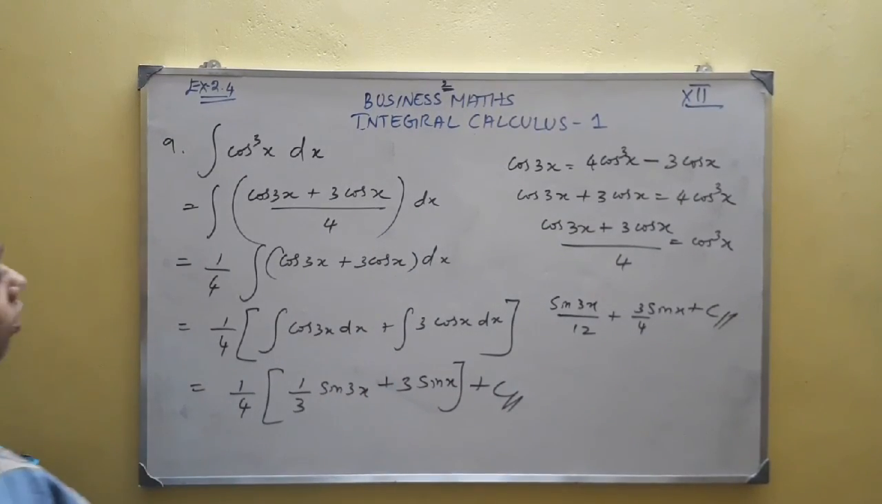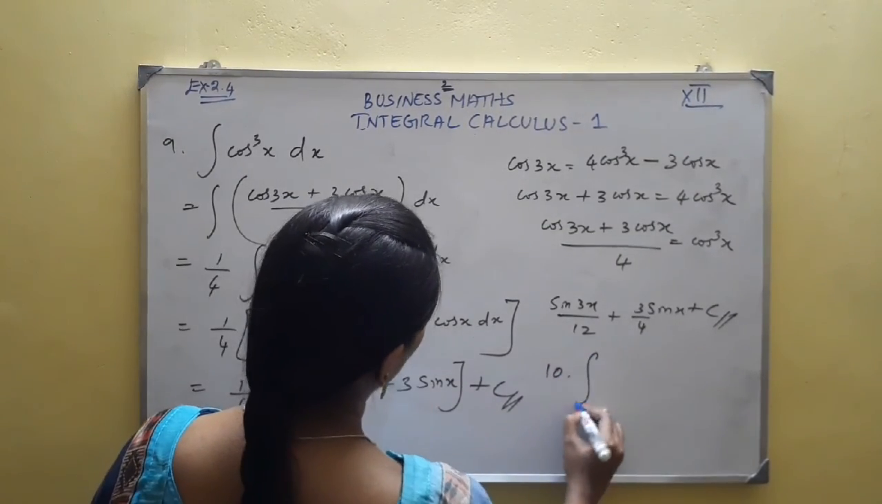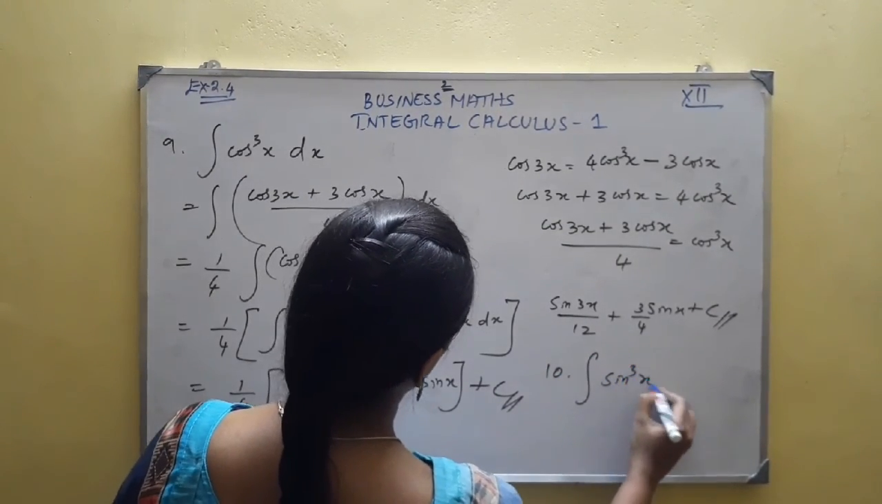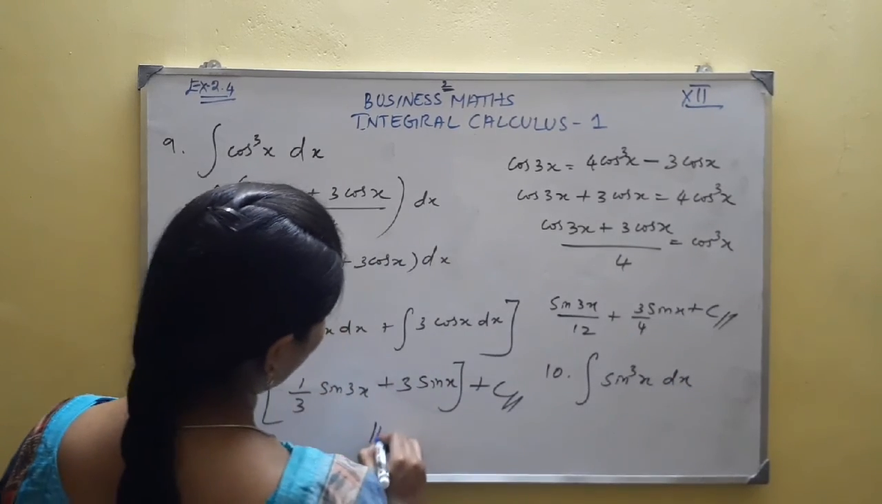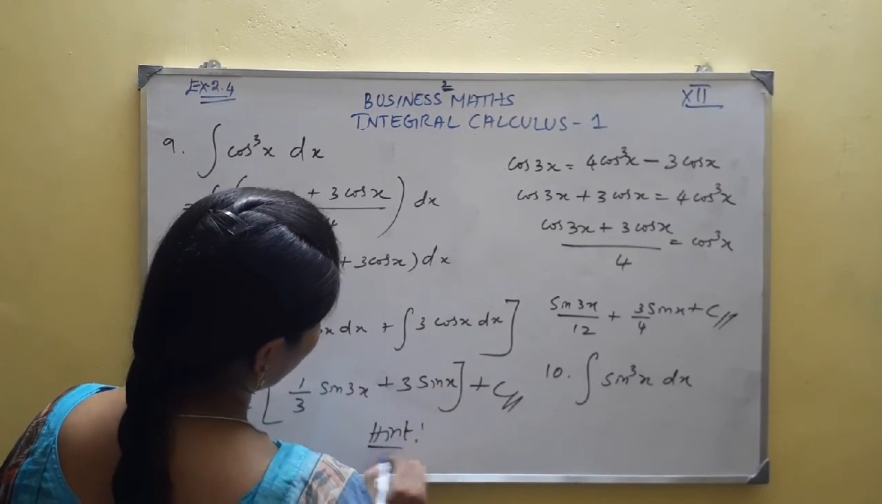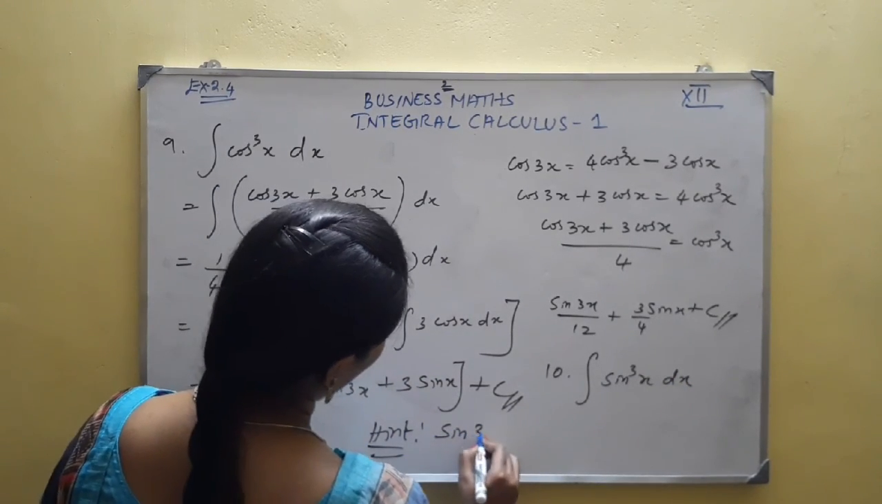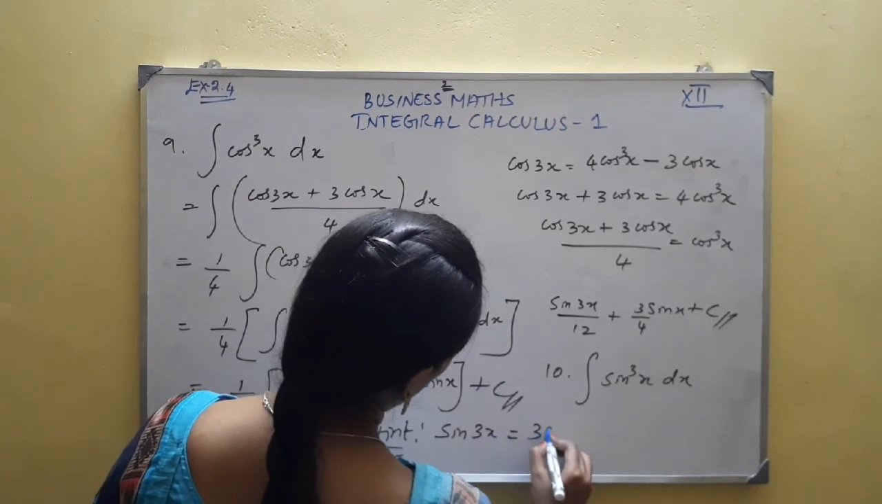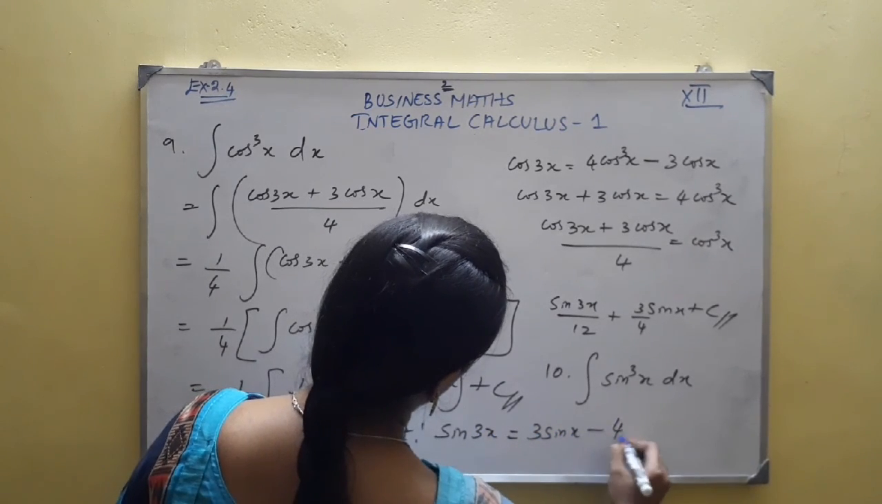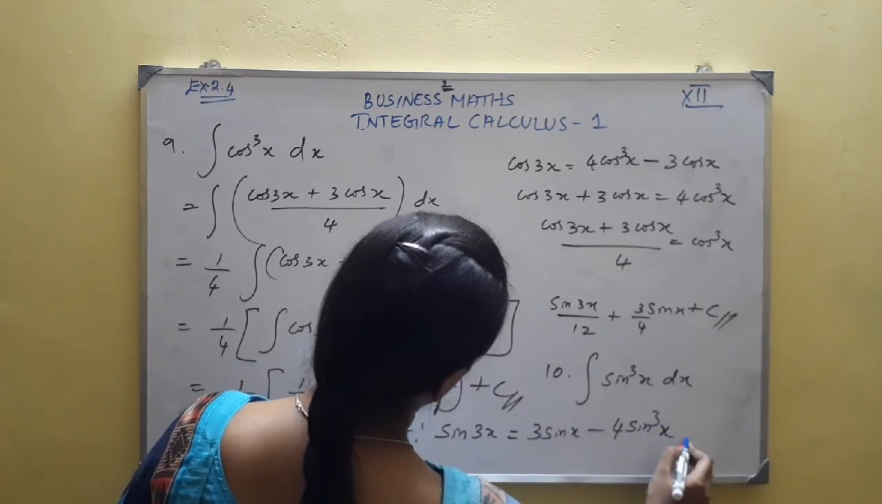Okay, so do this 10th problem as homework, integral sin cube x dx. The hint for this 10th problem is, I give you the formula for sin 3x, which is 3 sin x minus 4 sin cube x.